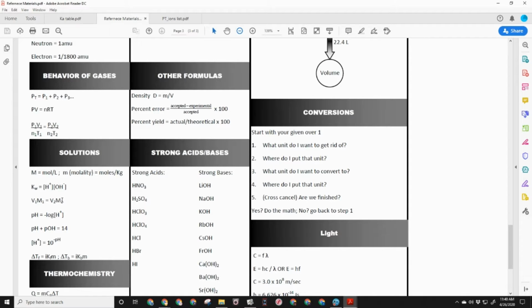We have dilution. Here it is. pH is the negative log of H right here, pH plus pOH equals 14, and the concentration of hydrogen is 10 to the negative pH. It gives you a little more than I thought, but it doesn't give you the hydroxide values. It's the same equation: you just substitute in hydroxide instead of hydrogen. So the concentration of OH is 10 to the negative pOH. That's where those are.